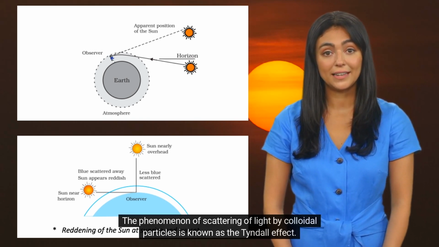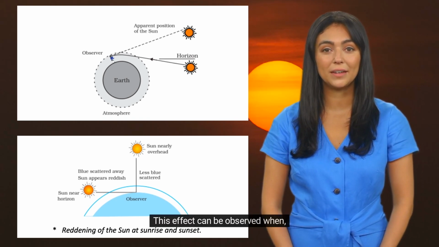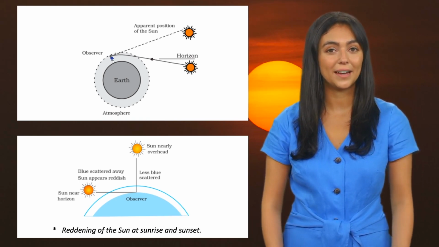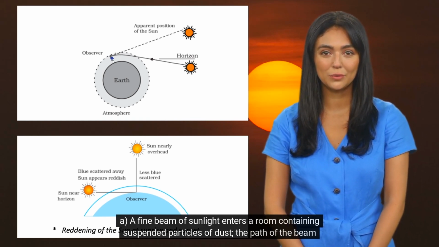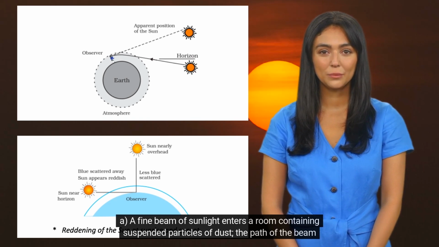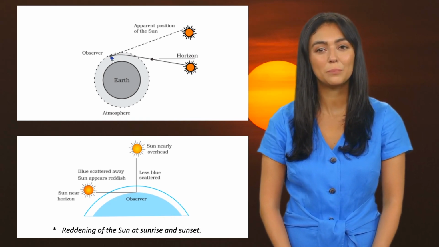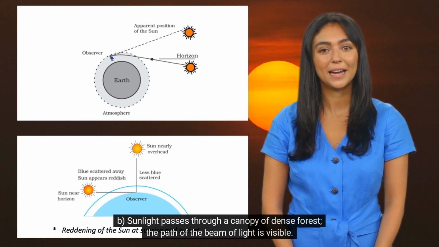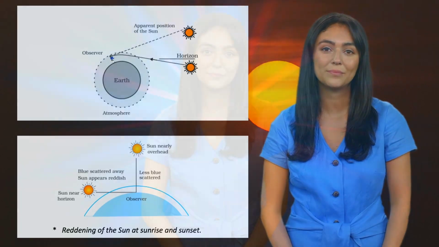What is the Tyndall effect? The phenomenon of scattering of light by colloidal particles is known as the Tyndall effect. This effect can be observed when A. A fine beam of sunlight enters a room containing suspended particles of dust. The path of the beam of light is visible. It is due to the scattering of light. B. Sunlight passes through a canopy of dense forest. The path of the beam of light is visible.